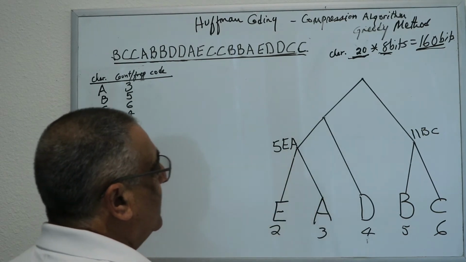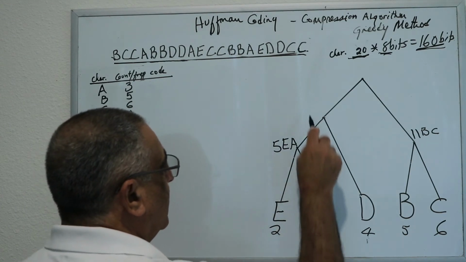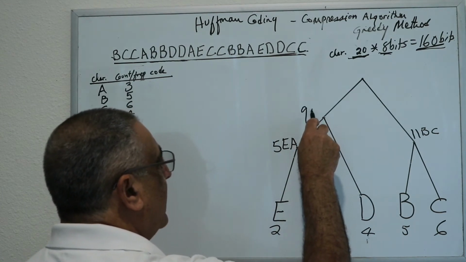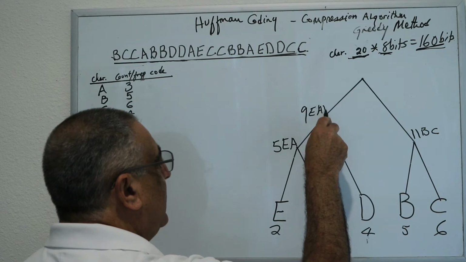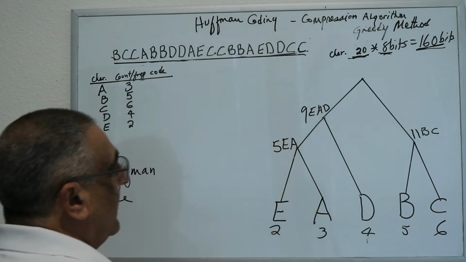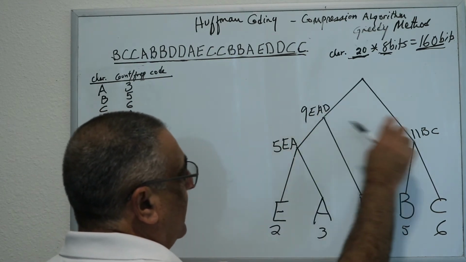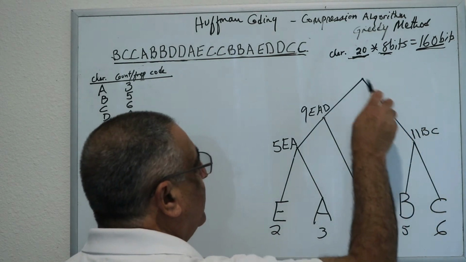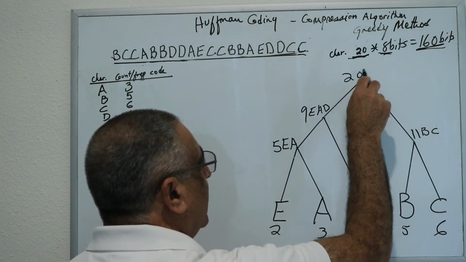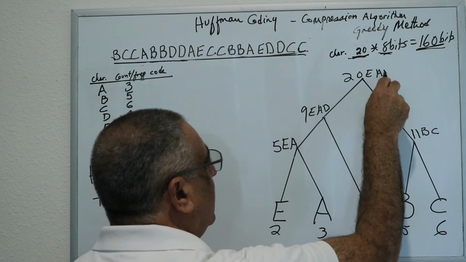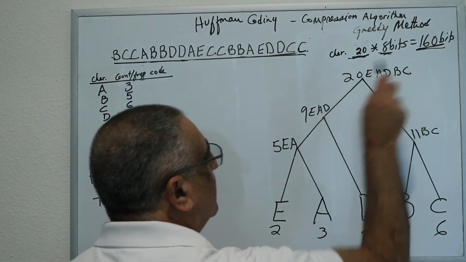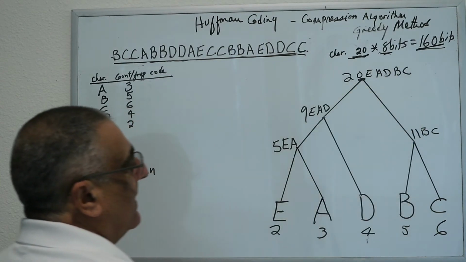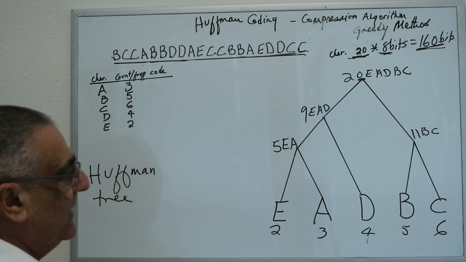I should be able to group those, so this is going to be 9 E, A, D. So now I have 9 E, A, D and 11 B, C. If I group these together, I end up with 20 E, A, D, B, C. That's my root. Now this is the root of the Huffman tree.